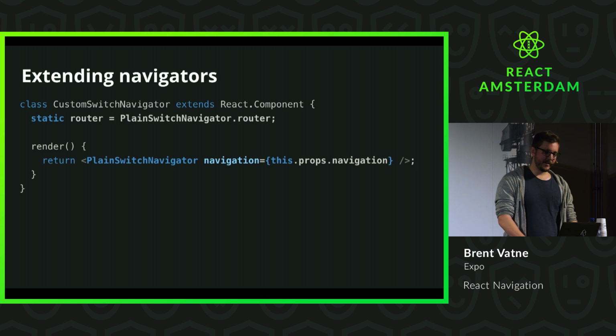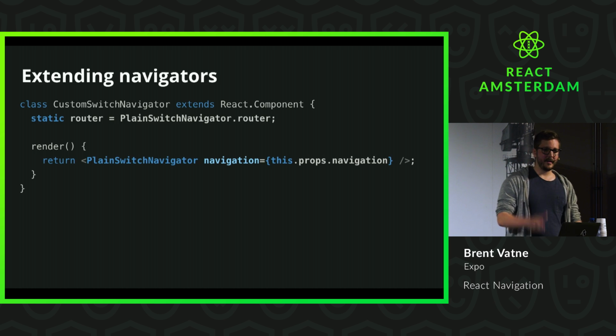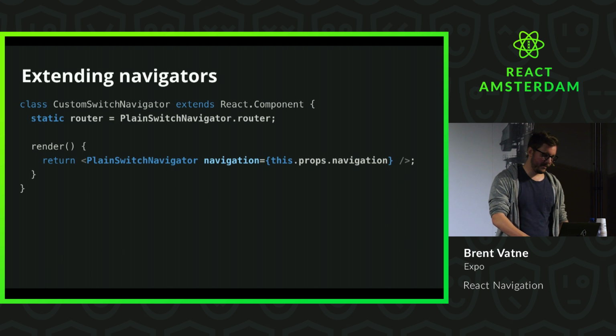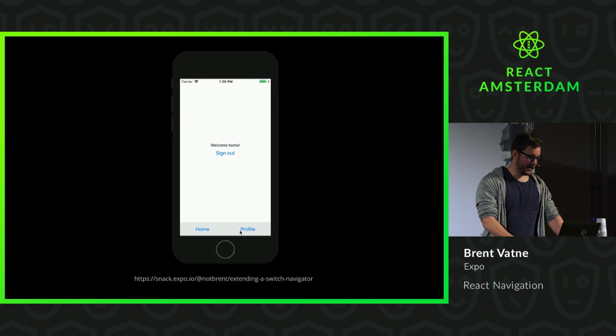So if we actually wanted to make this work, we would need to expose this router. And this is the key of what makes a React component into a navigator: essentially it exposes this router property and threads through the navigation prop. And by exposing this router property, the navigation tree is able to see, OK, you're a navigator. Let's ask you to handle this action. So now we could do things like render any UI that we wanted around this. So if I wanted to add a little tab bar to it, we could do that. And the result would look something like this.